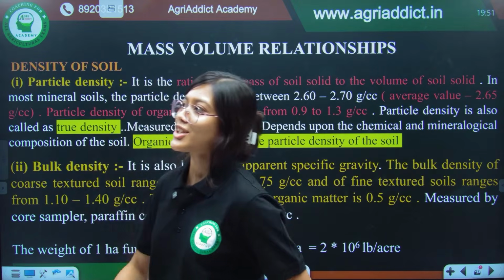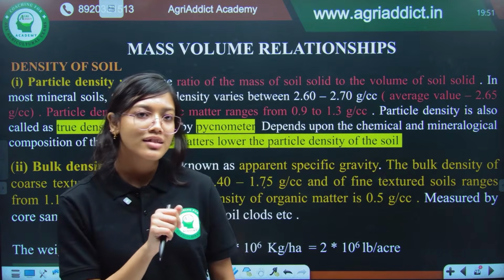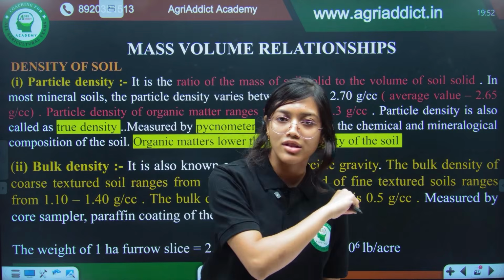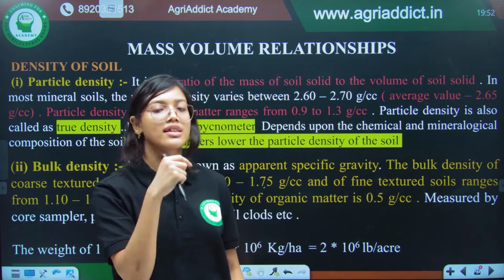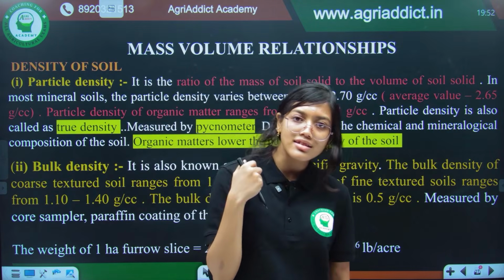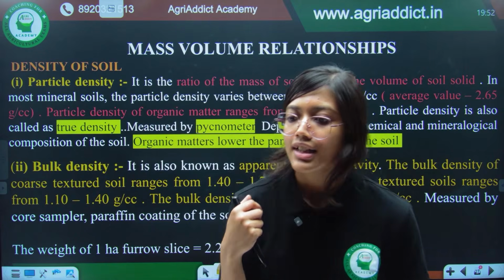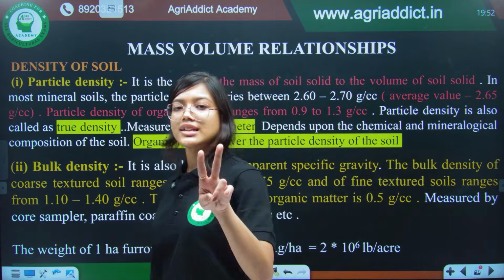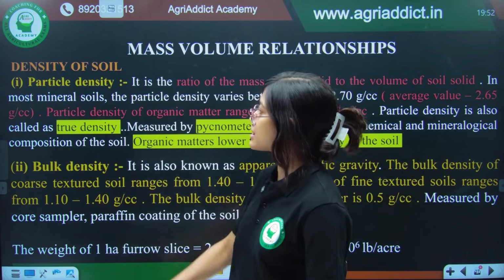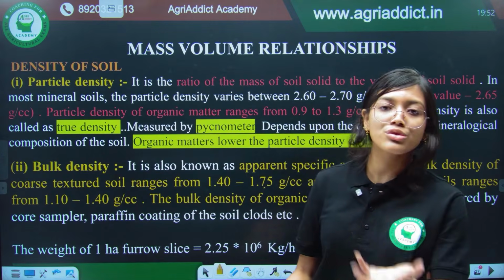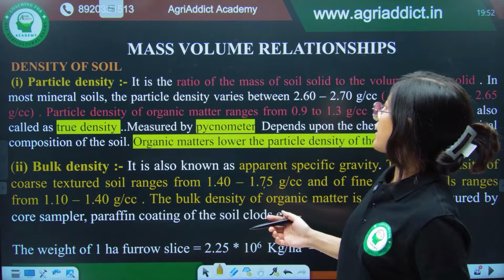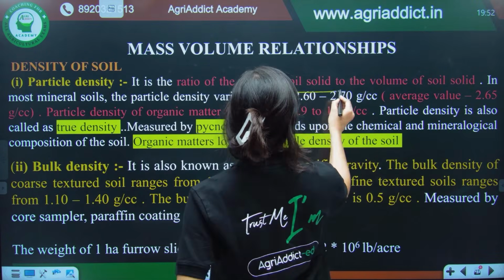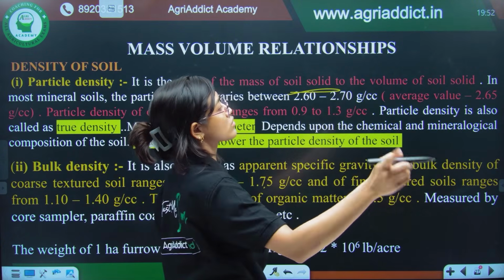Okay. So, mass volume relationship means what? You have this much percentage of air, this much percentage of water, and then you will have to find out what the relationship between these is. Now, first is density. Within density, we have two things. One is particle density, which is also called true density. In case of particle density, it is just the ratio of the soil solids to the volume of soil solids.